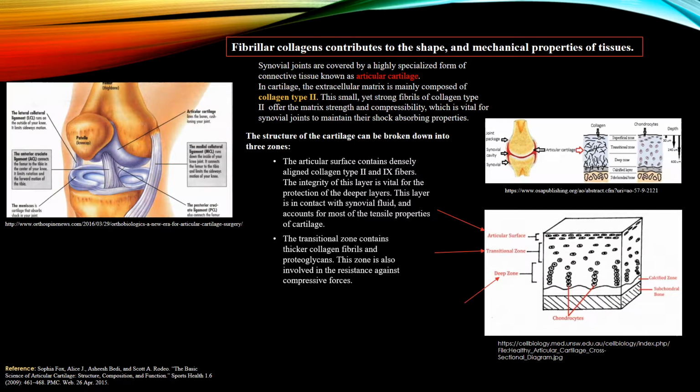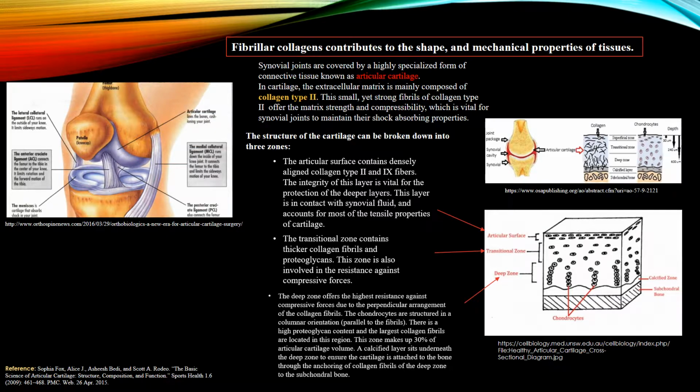The deep zone. The deep zone offers the highest resistance against compressive forces due to the perpendicular arrangement of the collagen fibrils. The chondrocytes are structured in a columnar orientation. As you can see, they're column-like, and I highlighted them out there for you. They're parallel to the fibrils. There is a high proteoglycan content, and the largest collagen fibrils are located in this region. This zone makes up 30% of articular cartilage volume.